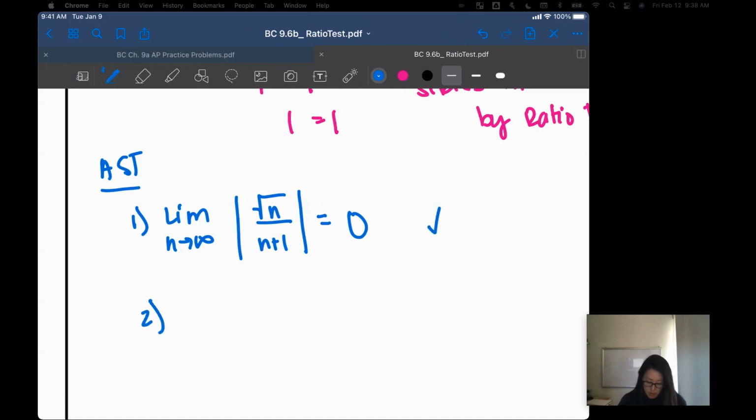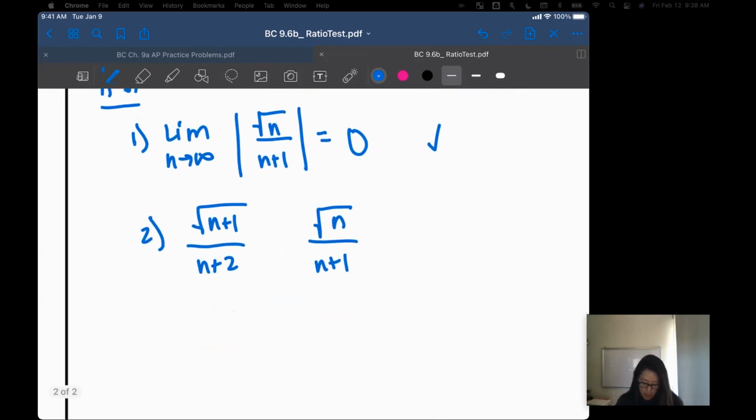Number 2, the next term, the square root of n plus 1 over n plus 2, has to be less than or equal to the square root of n over n plus 1. And I know that you're dividing by a larger number. The value of root n plus 1 is not going to be very much bigger than root n. So the next term is going to be smaller than the previous term. Basically, the series terms are decreasing.